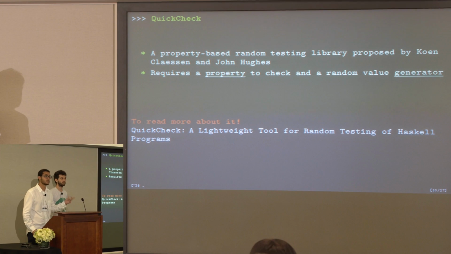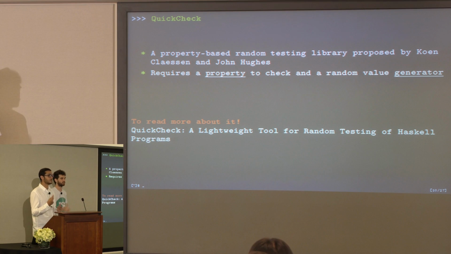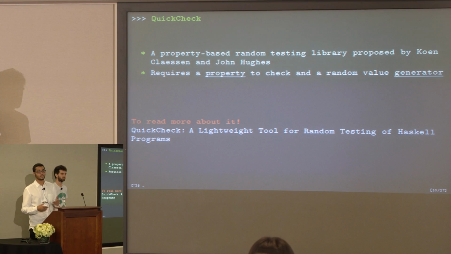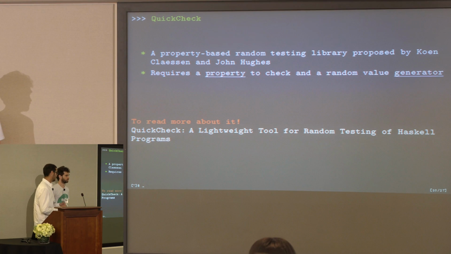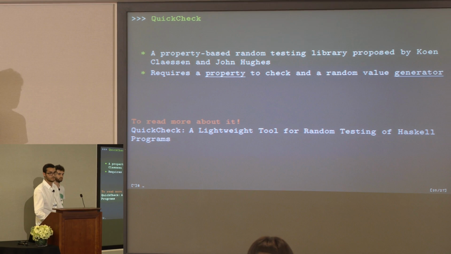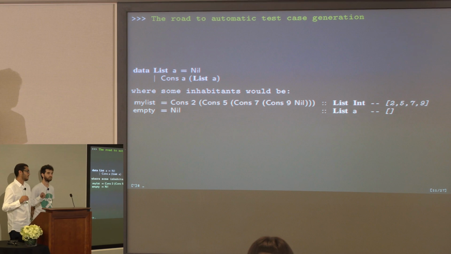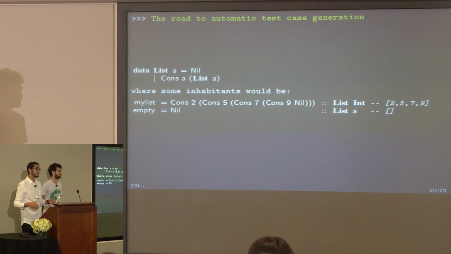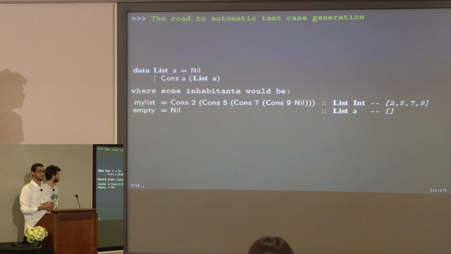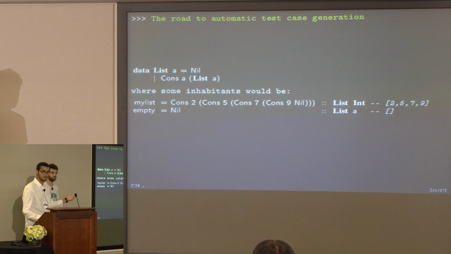QuickCheck is a property-based random testing library created by Claessen and Hughes. And it requires two things. One thing is a property, which, as Gustavo told you, is about no crashing. We have a program that is not crashing, or if it crashed, to detect it, and a way to generate values. If you want to read more about this, you have to read that paper, which is really good. I'm going to tell you how we create these value generators, and to give an example about how we do that.